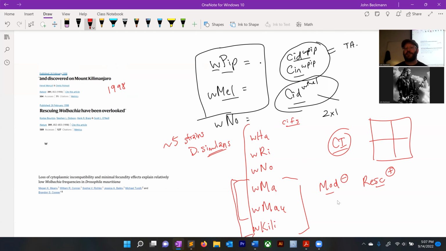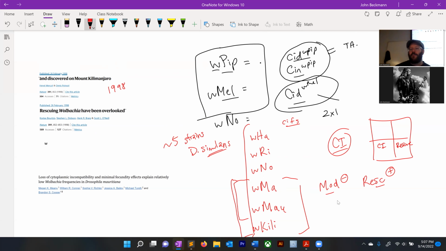There's induction of CI, which causes the sperm to be sterile, and that's how you get CI. And then in the other cross, there's a rescue event happening. Rescue is going to happen in the egg, so it's going to be controlled by some factor in the egg. But induction of CI happens in sperm, so it's going to be controlled by some factor that's in sperm.